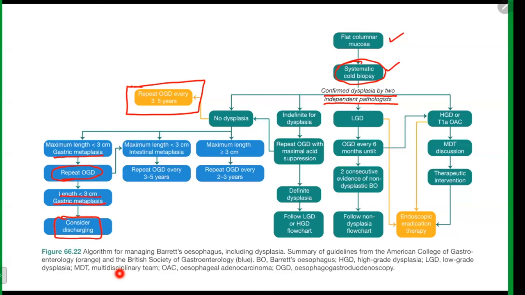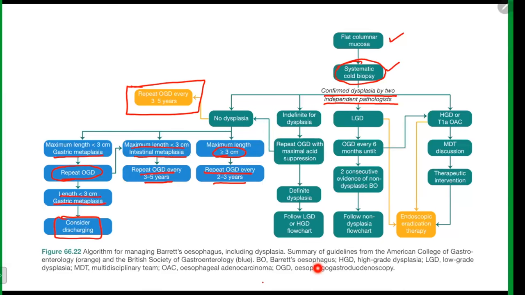If the maximum length is less than 3 cm, but there is an intestinal metaplasia, repeat OGD every 3 to 5 years, very easy. If the maximum length is more than 3 cm, repeat OGD every 2 to 3 years. But there is no intervention here.